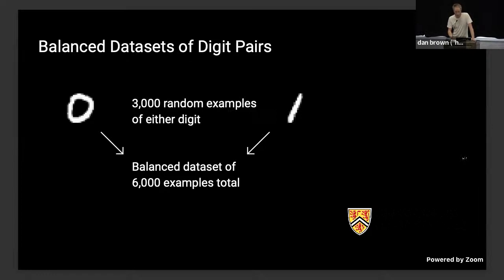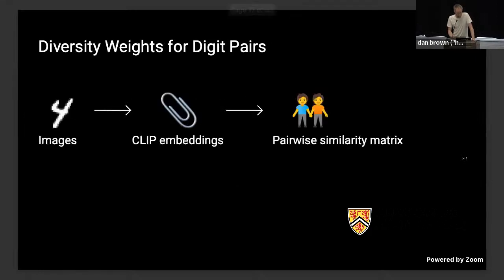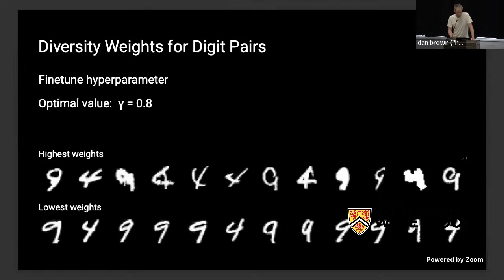And we do this 5 times for all the different pairs, and then we run 5 times different models. So all of the results that you see here are means over the several different runs. We then take the images, pass them through CLIP, get the embeddings, and on this we can compute the pairwise similarity matrix, which we use for our Vendi score. So we fine-tune the hyperparameter for these digit pair data sets. The optimal value in our case was 0.8.